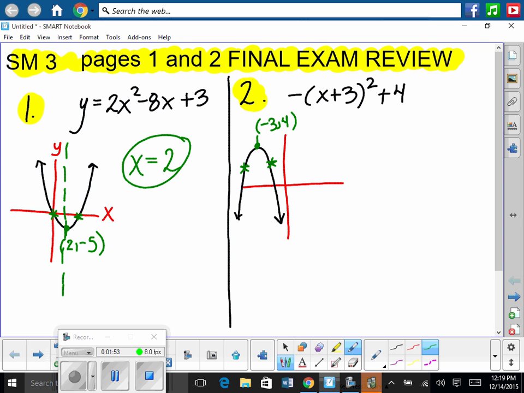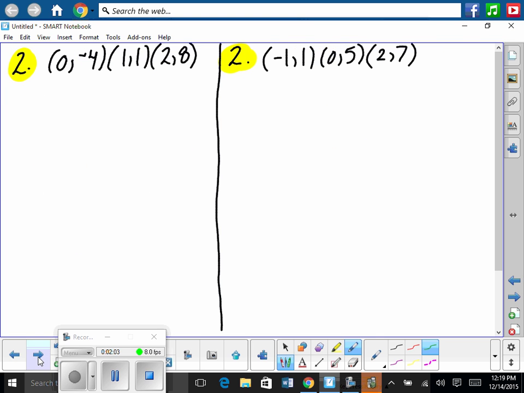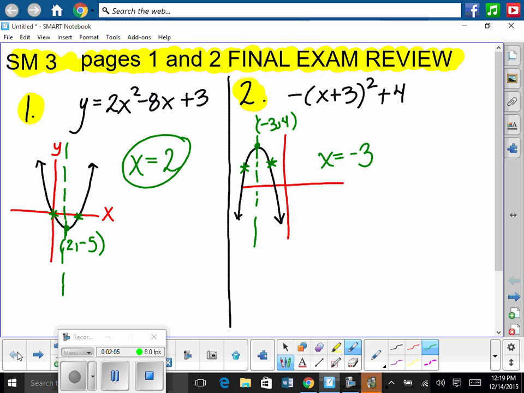Okay. So then our axis of symmetry is right here at the x value. x = -3. That's all you have to do on those ones. So we did a rough sketch and then we found the axis of symmetry, and it's always the x value.